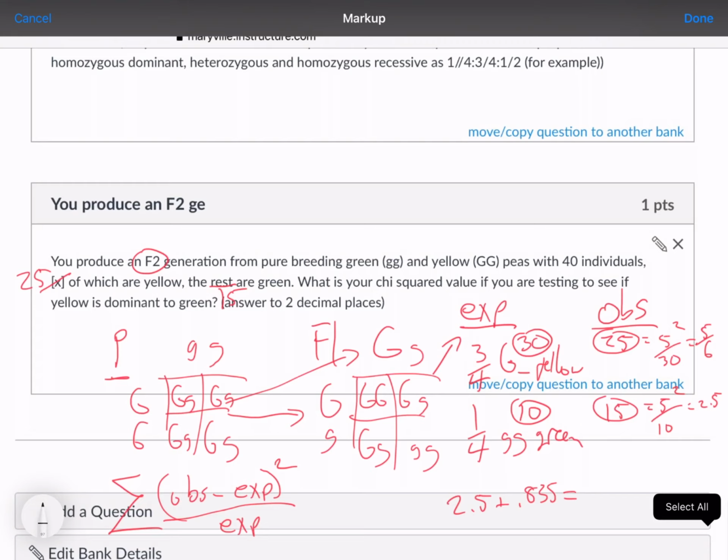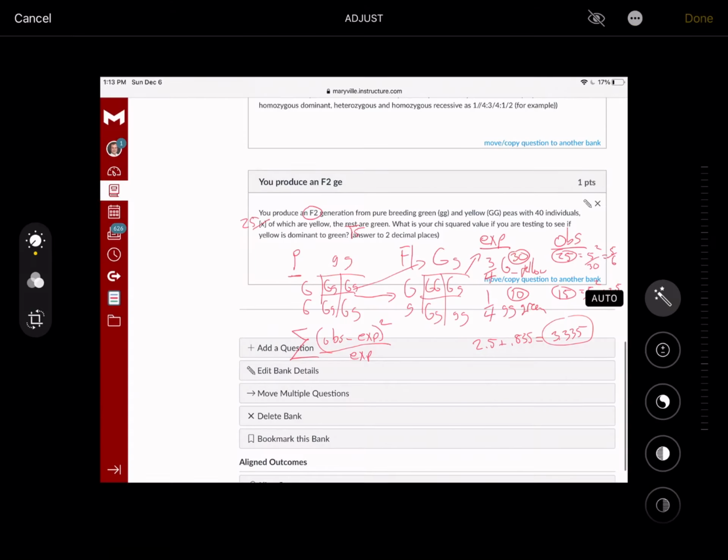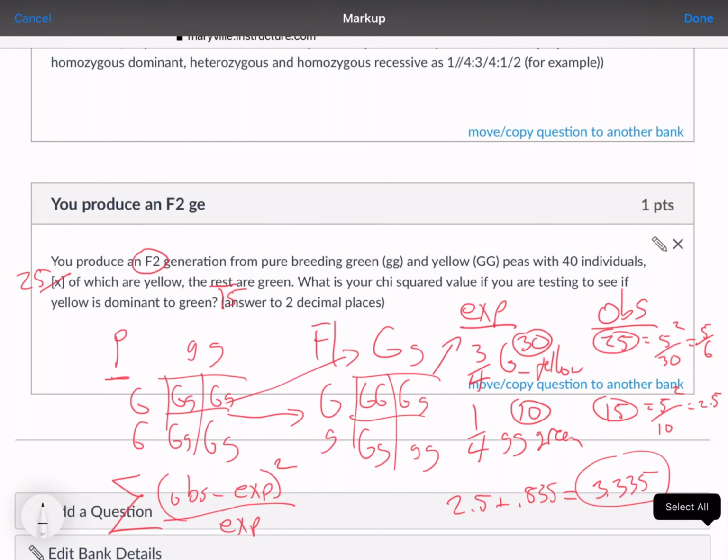So if we do some quick math, we see that 25 over 30 equals 5/6, or 0.835, and 25 over 10 equals 2.5. We add those together to get 3.335. That's less than our critical value of 3.84, so our results are consistent with our expectations. Our observations do not significantly differ from our expectations.